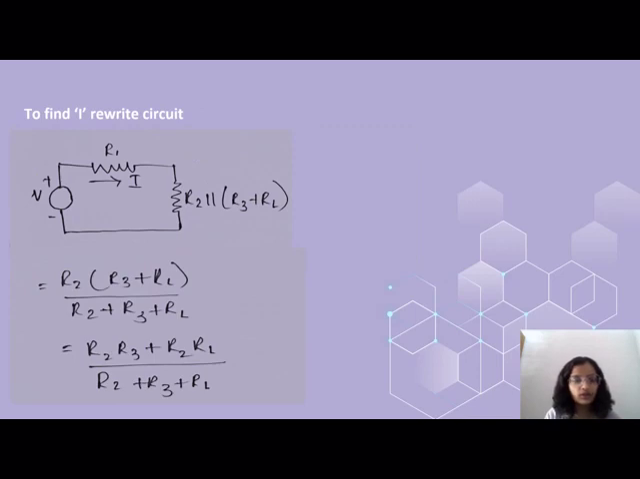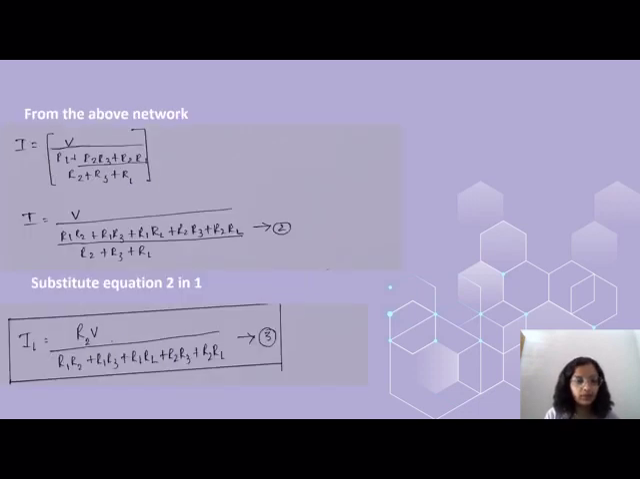Further, in order to obtain the equation for the current I, we rewrite the circuit into a much simpler network, and the resistor R2 parallel with (R3 plus RL) is further simplified. From the above network, we obtain the equation of current as shown in equation number 2. Hence, substituting equation number 2 in equation number 1, we obtain the load current equation as R2V by (R1R2 plus R1R3 plus R1RL plus R2R3 plus R2RL). And this load current equation is considered as equation number 3.